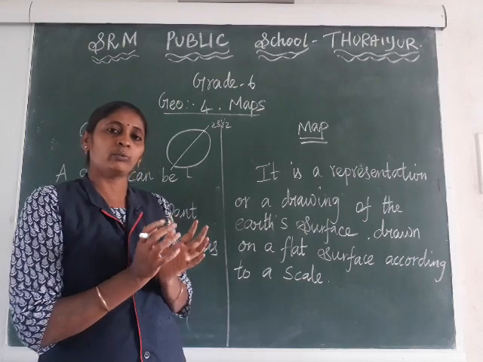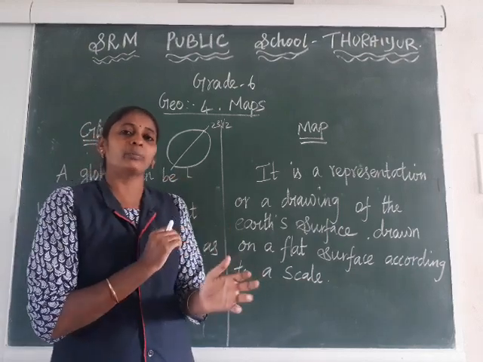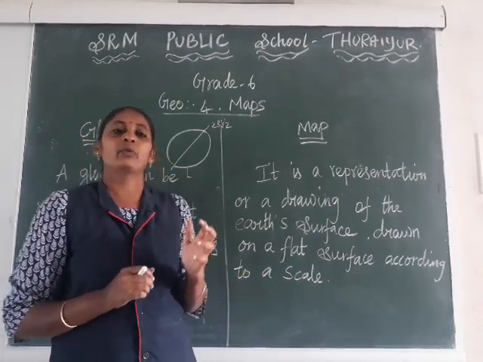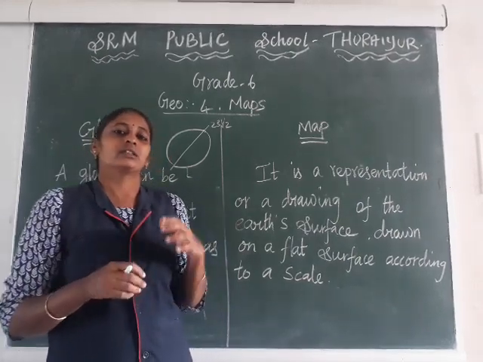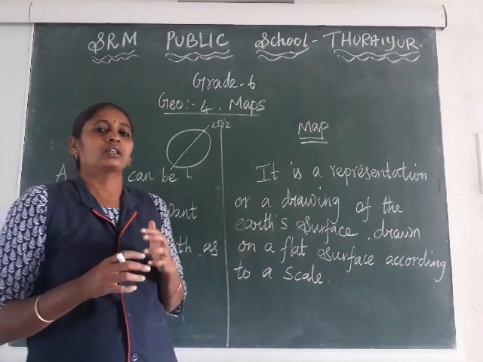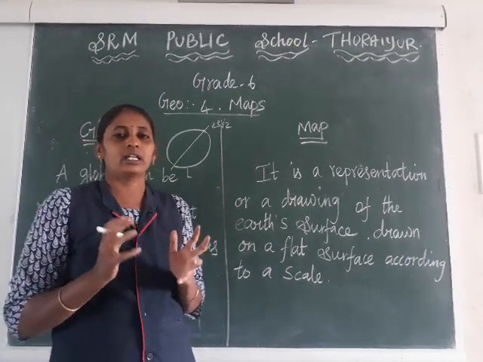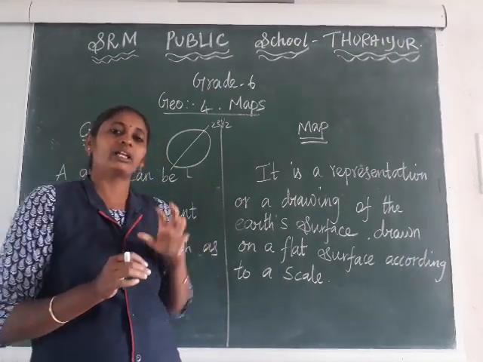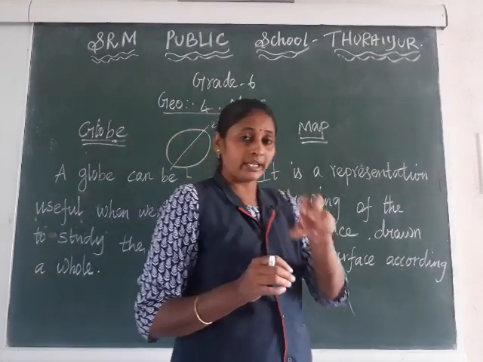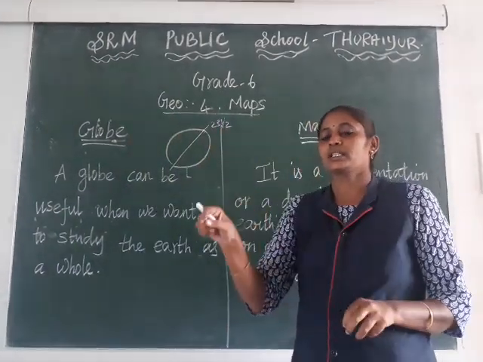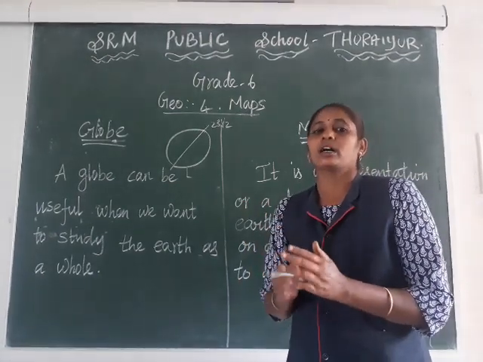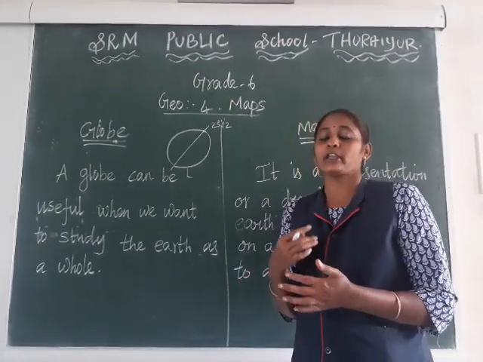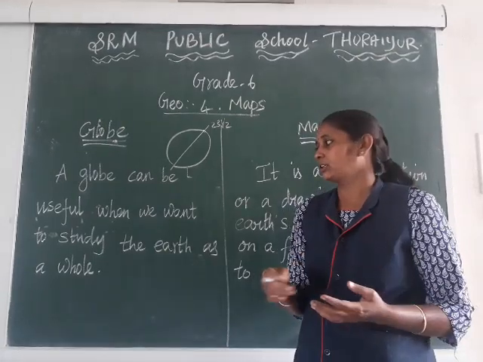With the help of a globe, we can understand the size of continents, the size of countries, and the shape of the earth. But it is very difficult to identify a particular place on that globe. So that is why we are making maps.